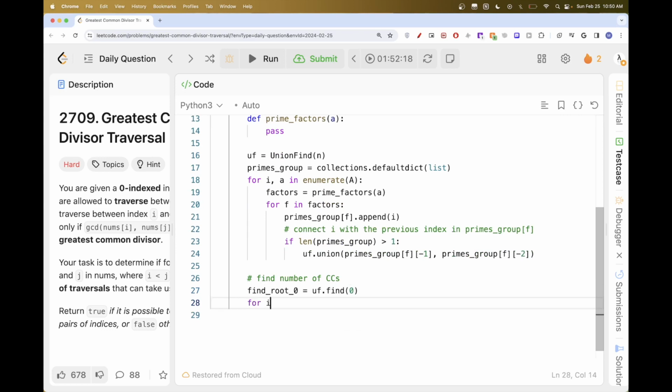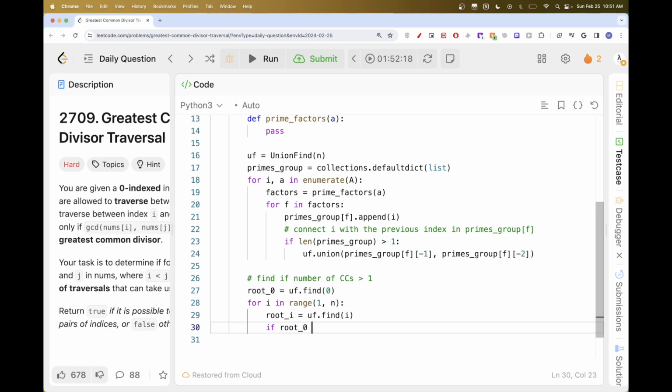And then we can go through the others, to check if the number of connected components is bigger than 1. If it is, then we're going to return false. So we can just go through the other elements and see if any of them has a different root than the root of the first one, then that means we have more than one connected component, right? And so we can find the root of i. So here, root of 0, this root of i. Now, if root of 0 is different than root of i, then that means we have more than one connected component. So in that case, we can return false.